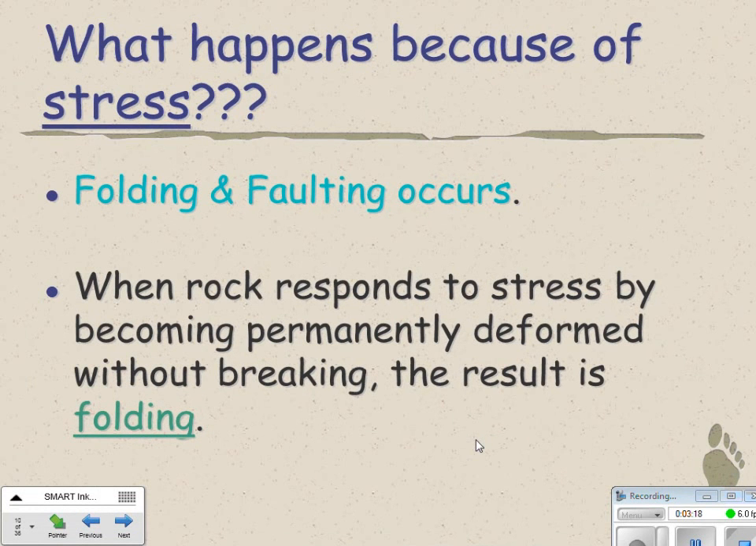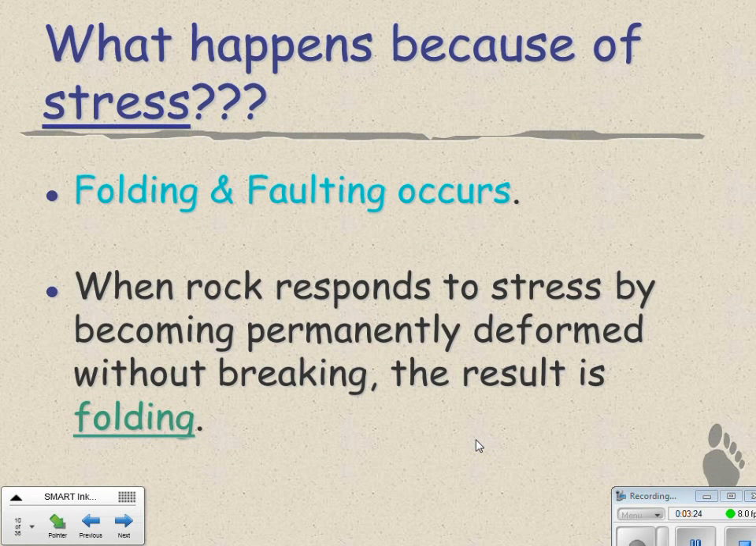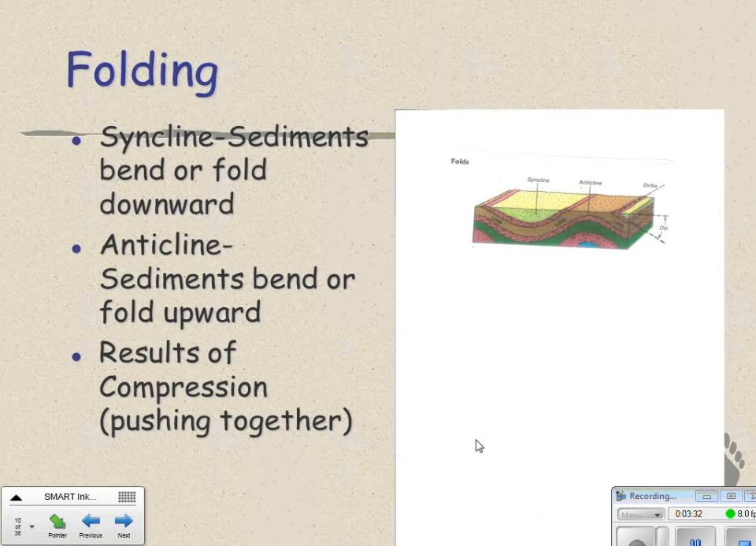What happens because of the stress? You have folding and faulting. When a rock responds to stress by becoming permanently deformed without breaking, the result is folding. This is how we make mountains. A syncline, sediments bend or fold downward. An anticline, sediments bend or fold upward. And these are the result of compression or pushing together.